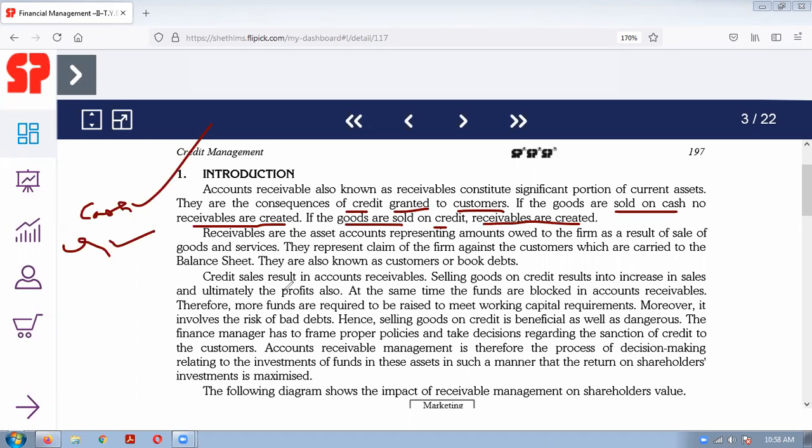Now, normally some businesses give 15 days credit, some may give 1 month credit, some can give 3 months credit also. So you have to properly monitor your receivables, whether you are collecting that amount properly. So it is very important to monitor or manage your receivables. Receivables are assets, accounts representing amounts owed to the firm as a result of sale of goods or services on credit basis, and they are shown in the balance sheet. They can also be called customers or book debts.